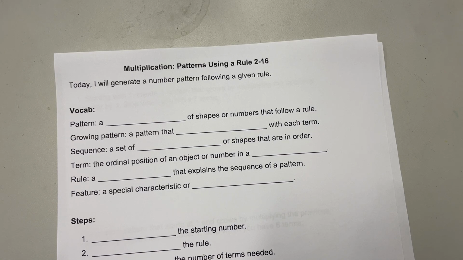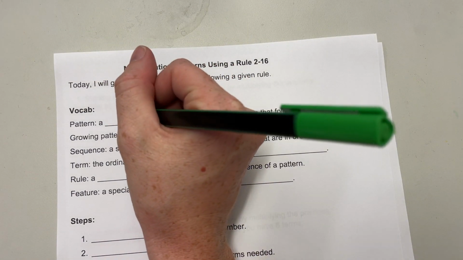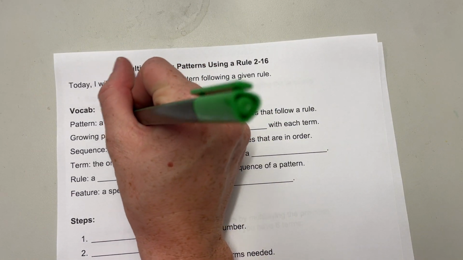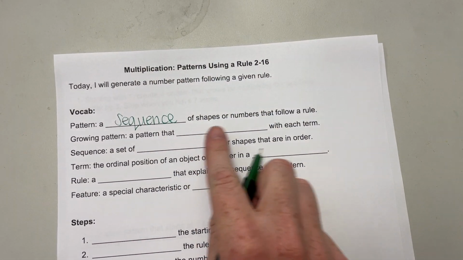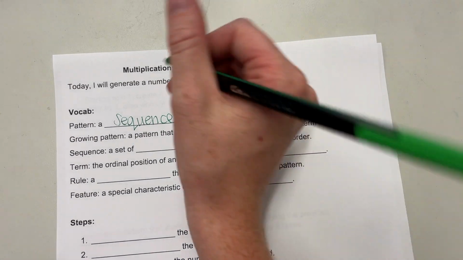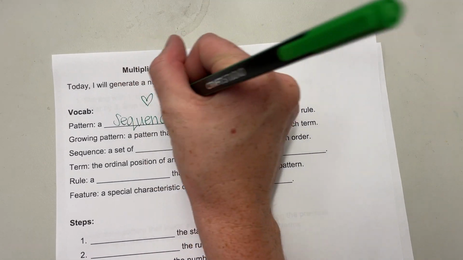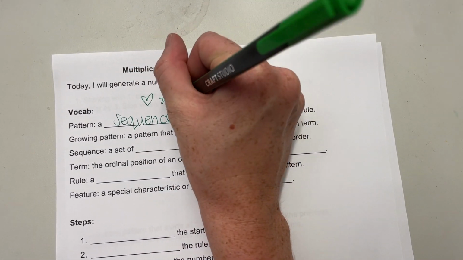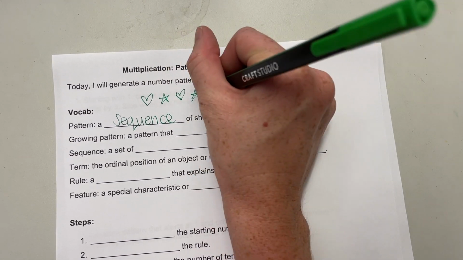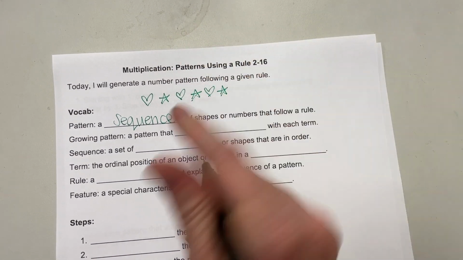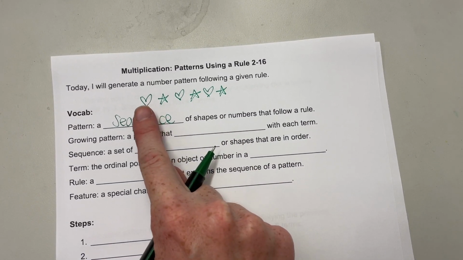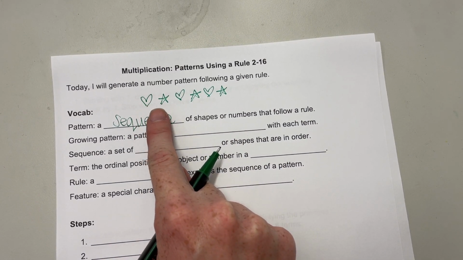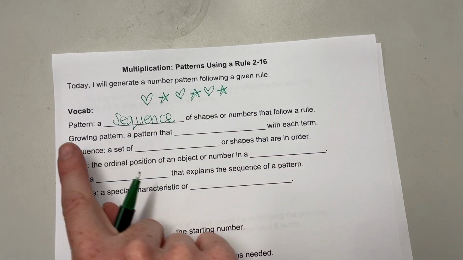So our first vocabulary word is a pattern. It is a sequence of shapes or numbers that follow a rule. For example, this could be a pattern: heart, star, heart, star, heart, star. So we have a sequence of shapes that follows a rule. The rule would be heart, then star, and then it would repeat.